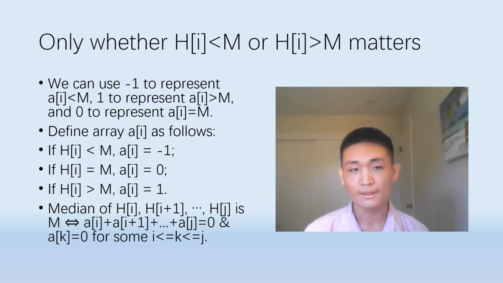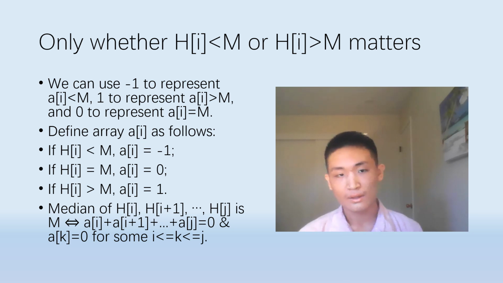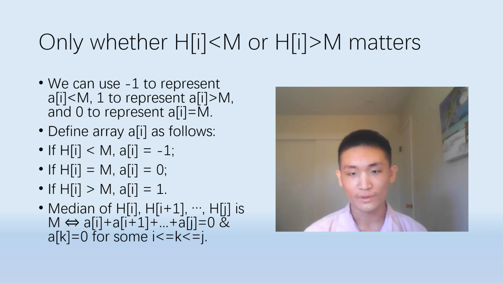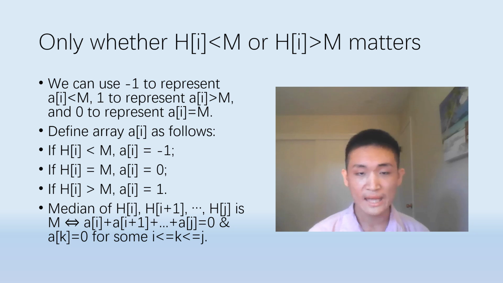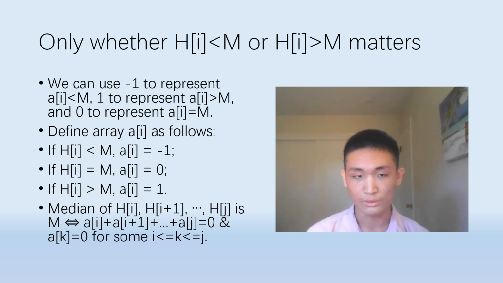Here's our first hint. Only whether h of i is smaller than m, equal to m, or bigger than m matters. So what only matters is the relative value of h of i relative to m. Thus, we can use -1 to represent h of i smaller than m, 1 to represent h of i greater than m, and 0 to represent h of i equal to m.